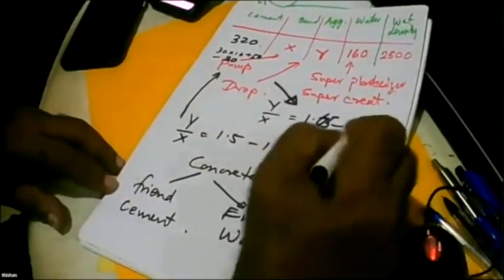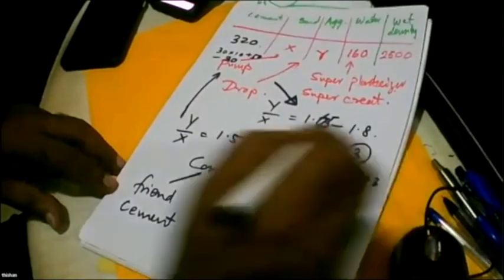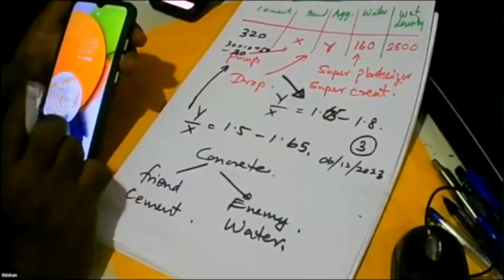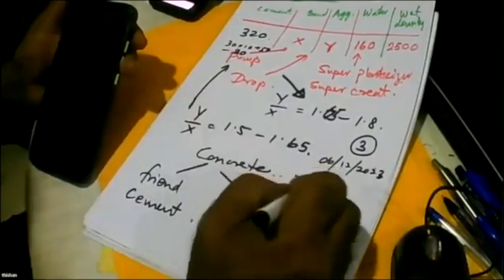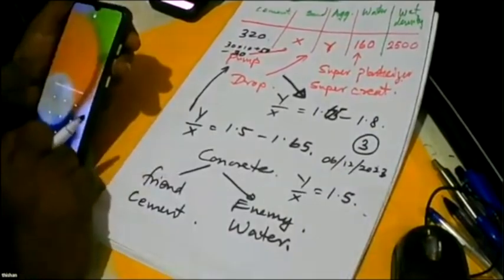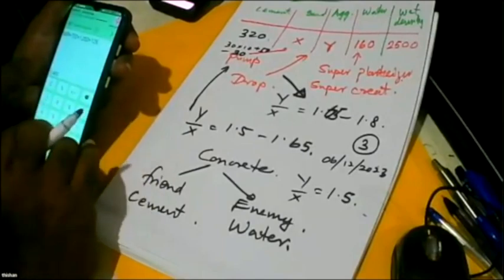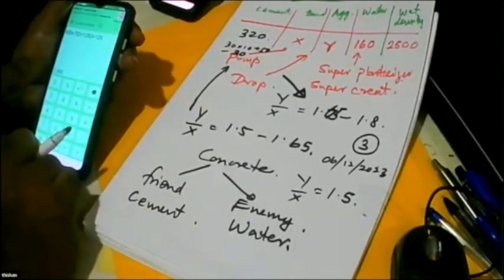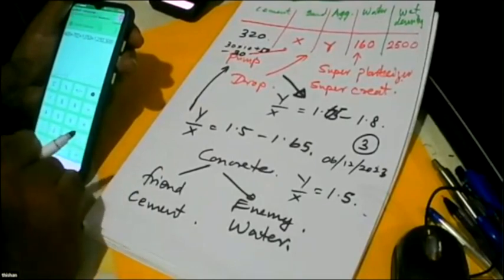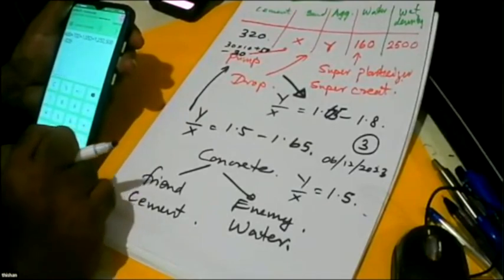This is page number 3. Today is 6th December 2023. So now I can again plug in the numbers, and I'm using Y over X of 1.5 because I'm pumping. You can even use 1.55 or 1.6. Generally, I don't go up to 1.65, but it's a good margin to look for. So then I will say 2500 minus 320 minus 160.